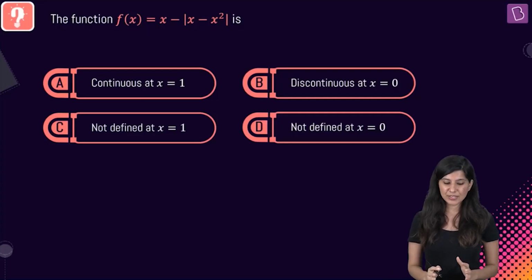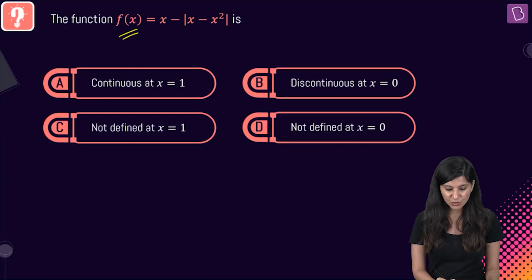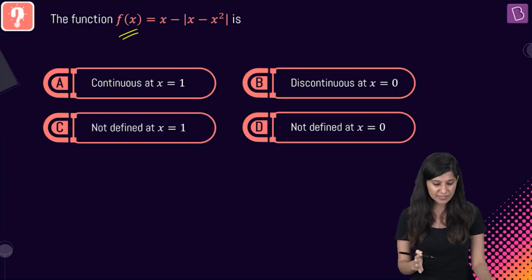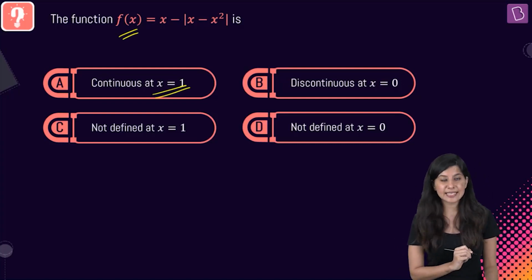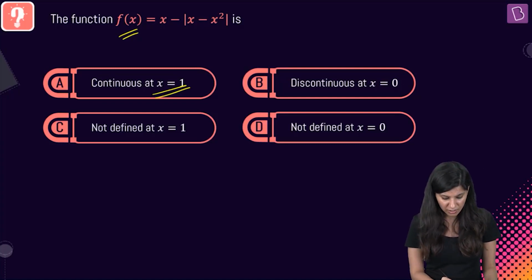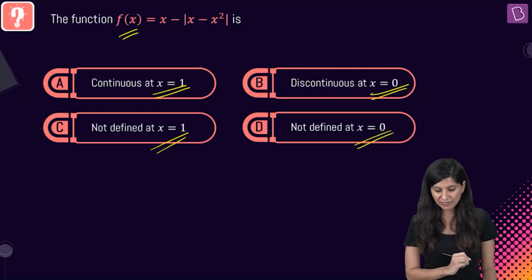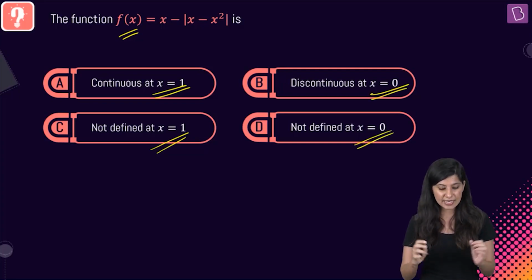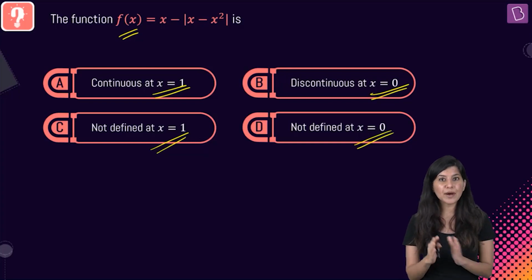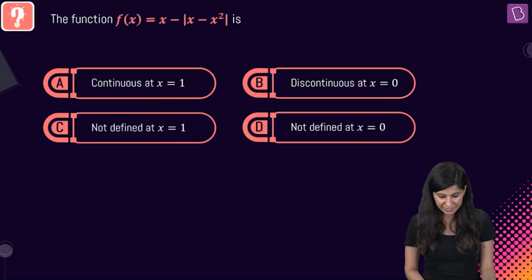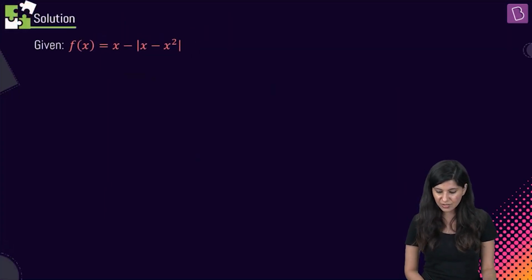All right. So in this question, a function f of x is given to us, and we need to figure out whether this function is continuous at x equal to 1 or not defined at x equal to 1. Whether this function is discontinuous at x equal to 0 or not defined at x equal to 0. That means we need to check for x equal to 1 and 0 both.